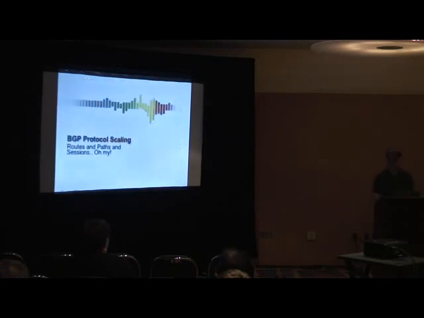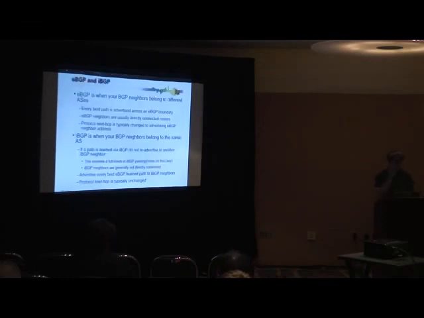So I wanted to move on to the next topic, which is BGP protocol scaling, and talk about iBGP route reflection and configuration. So just a quick review from the first part. You've seen some of these slides before, the differences between eBGP and iBGP. eBGP is when your neighbor is in a different AS. iBGP is when your neighbor is in the local AS.